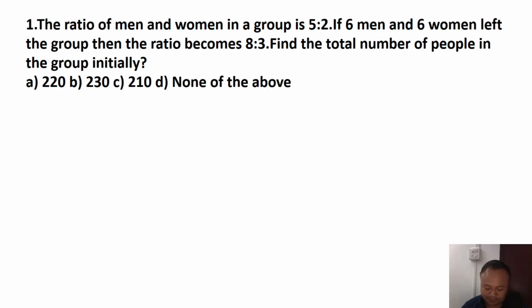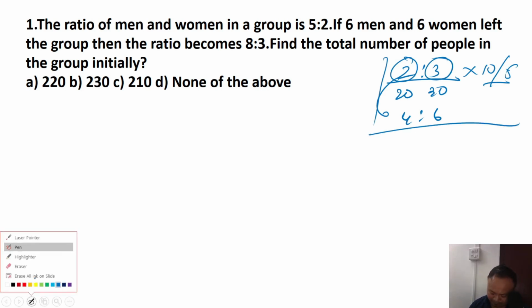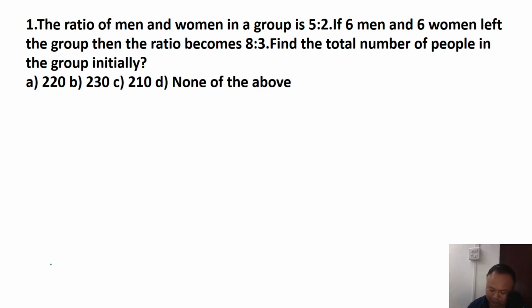Next question. The ratio of men and women in a group is 2 to 3. The ratio is 20 to 30, 4 to 6, any multiple of this. This number is 10 multiplied, 5 multiplied, it is the same ratio in any form. The ratio of men and women is 5 to 2.